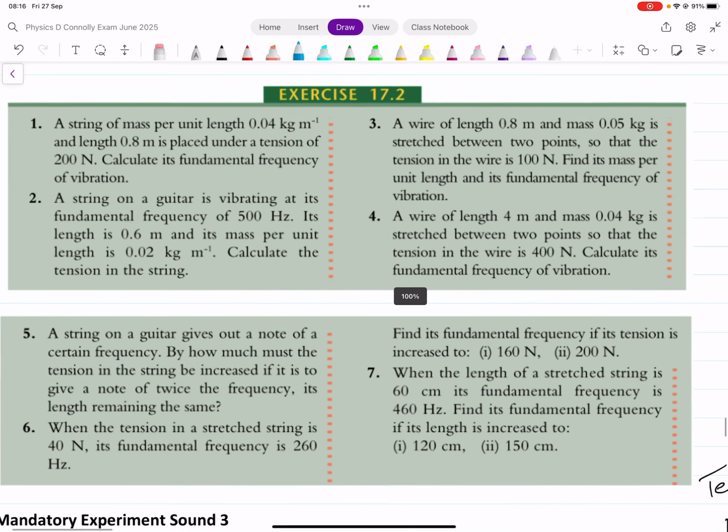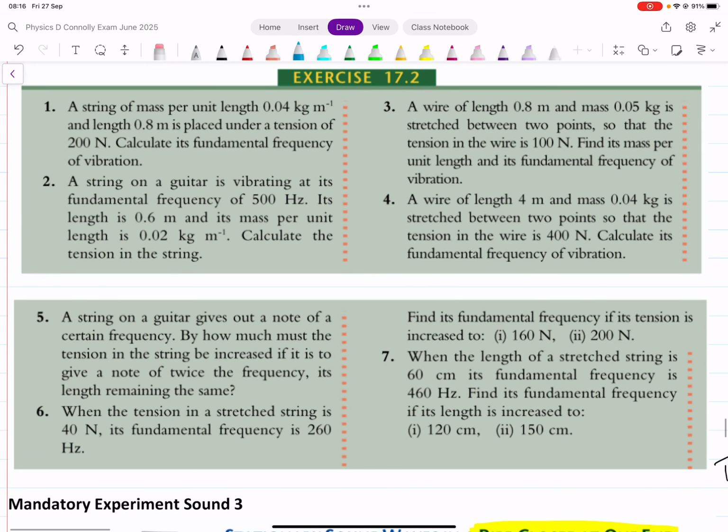So I am going to get you to do a couple of these. I wanted, right, so 2, 4, 5 and 6. Right, so give those 4 a go.